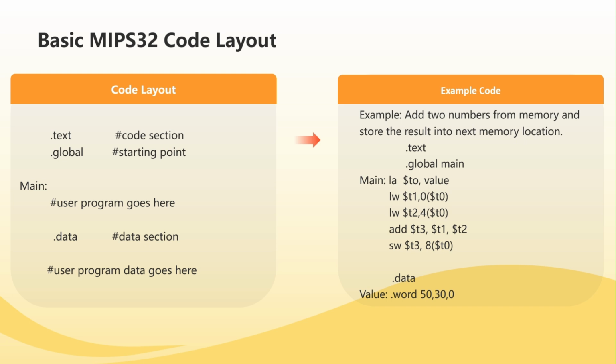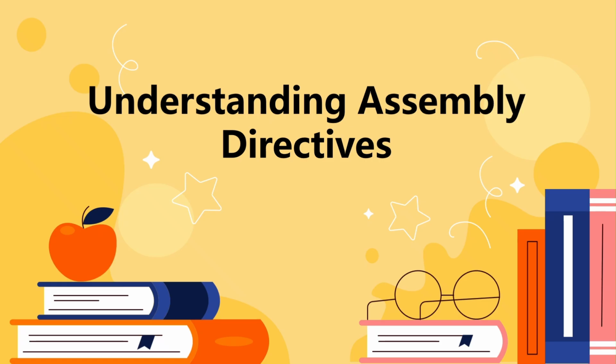Next is the store word instruction, which stores the value in $t3 at the memory location $t0 plus 8. This stores 80 as the third word in the value label data section. So the .data section contains the data values that will be used by the program. So the values are 50, 30. The addition of 50 plus 30 is stored in $t3, which is 80.